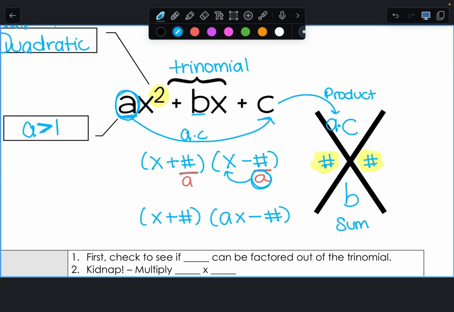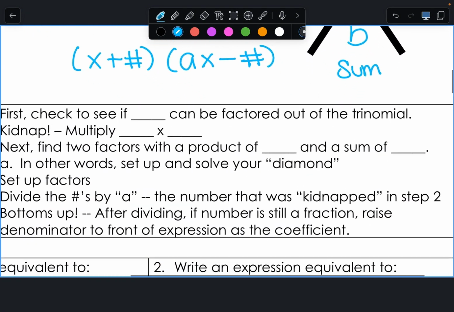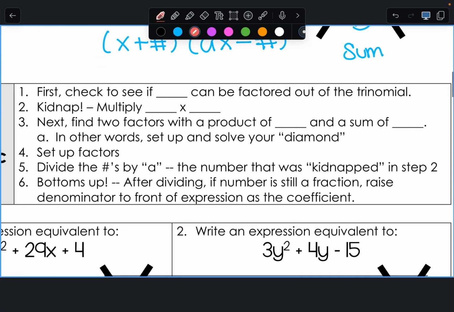First, check to see if there's a greatest common factor. You're not going to have a greatest common factor with these. You will tomorrow. Once you check that, you want to kidnap, or multiply, A times C. You want to find the two factors that have a product of C, the top number, and a sum of B, the bottom number. You set up your factors, divide by A, the number that was kidnapped in step 2, and bottoms up if needed.